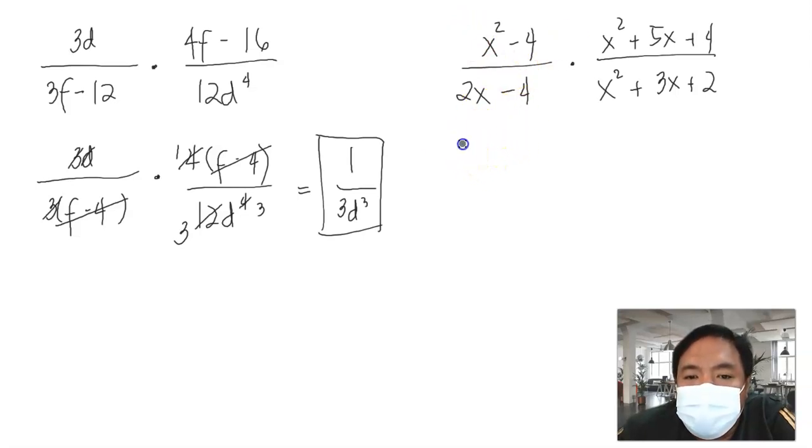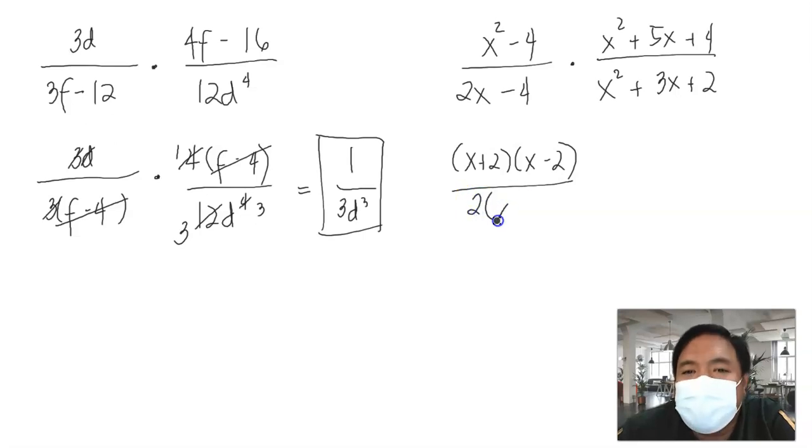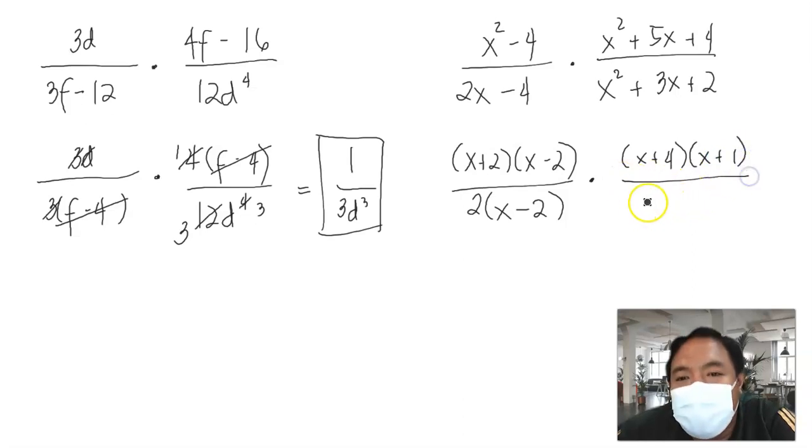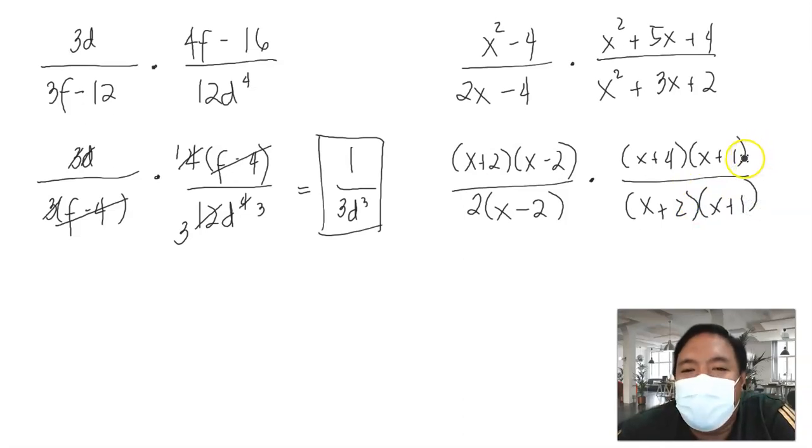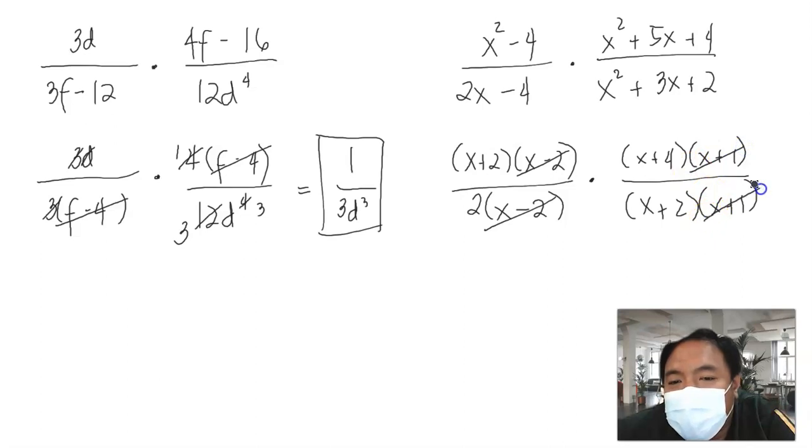X squared minus 4 will give us the factors of x plus 2 and x minus 2. Very good. Then denominator, 2 times the quantity of x minus 2. How about the other one? It will be x plus 4 and the quantity of x plus 1. And last but not the least is x plus 2 times the quantity of x plus 1. Alright. O, tingnan na natin. Meron bang mga variable na nasa numerator, nasa denominator na pwede natin cancel out? Yes. So, x minus 2 and x minus 2, x plus 1 and x plus 1.